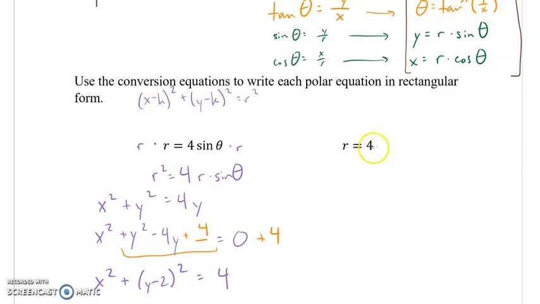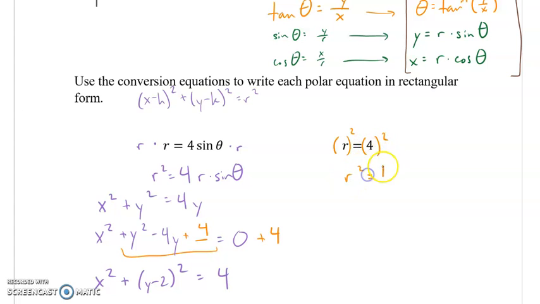If I multiply both sides by r, then I'm going to get r squared equals 4r. And just having a single r is not great. But we do like seeing that r squared. So instead of multiplying both sides by r, let's do a slightly different thing. Let's square both sides. The constant is just a constant, so who cares what it is?